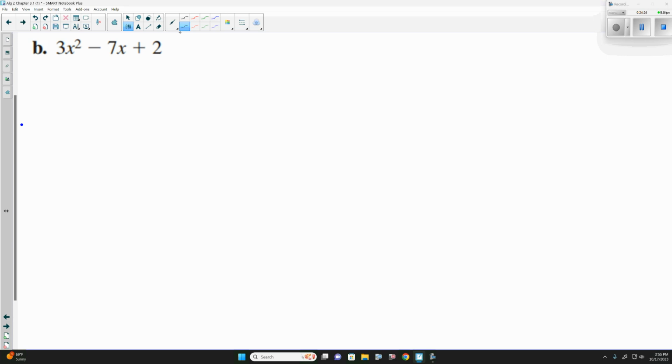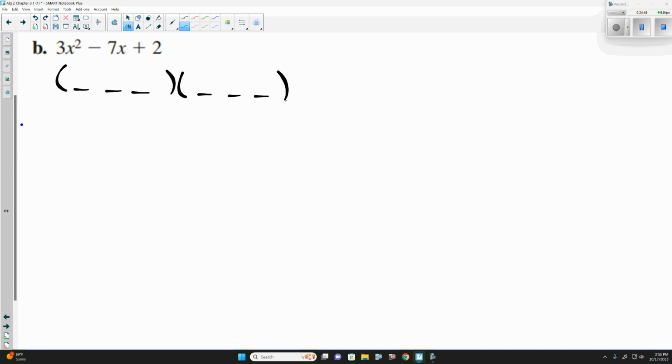Now, let's look at the next one. 3x squared minus 7x plus 2. What's the greatest common factor? 1. 3, 7, and 2 are actually all prime numbers. So we move on to step number 2, our 2 sets of parentheses with 3 spaces.